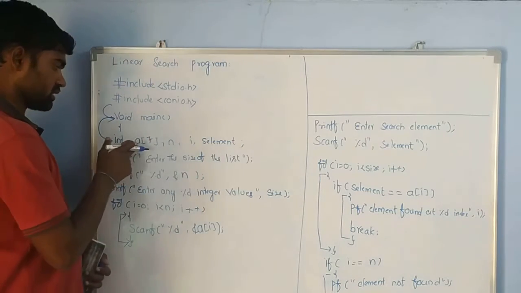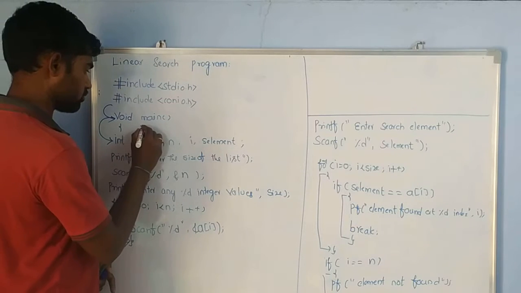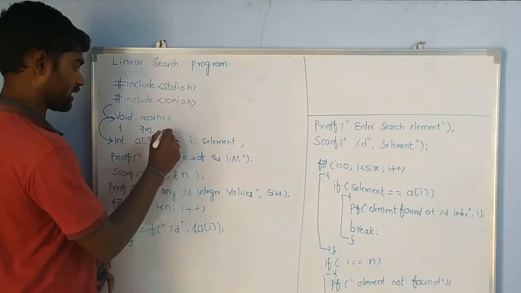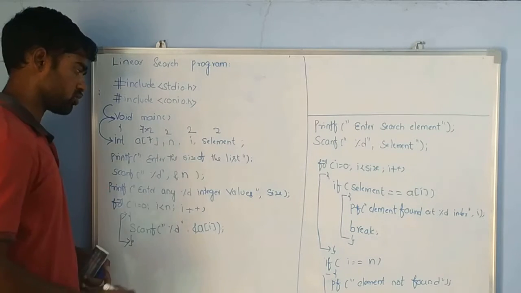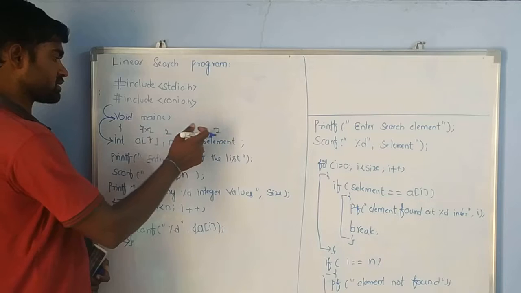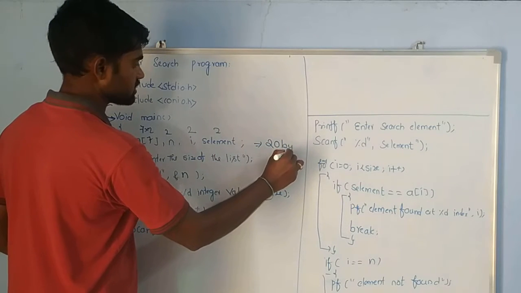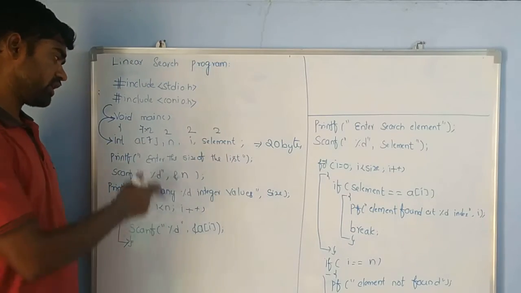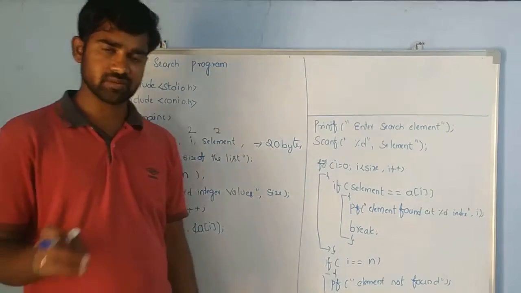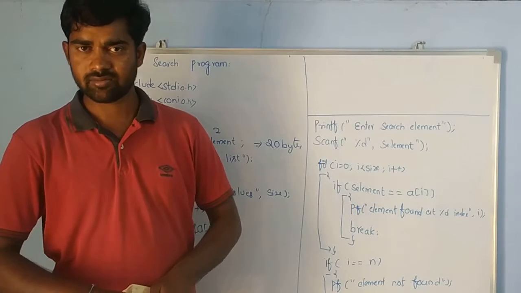So this program requires 7 into 2 bytes, n requires 2 bytes, I requires 2 bytes, and S element requires 2 bytes. Means 14 plus 6, so to run this program we require 20 bytes of memory, because each integer variable occupies 2 bytes of memory in the main memory.